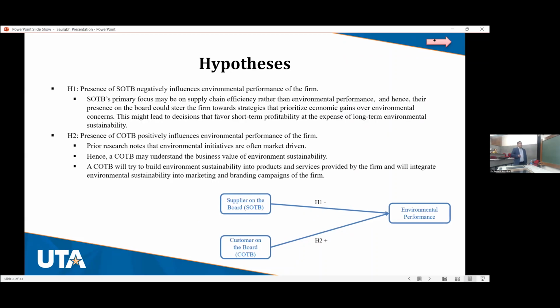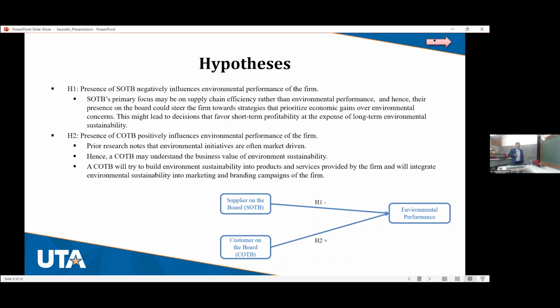Right, so let's see whether supplier on the board and customer on the board have an effect on firms' environmental performance. And we hypothesize that a supplier on the board has a more operational focus, is focused on short-term profitability, like we've seen. And so they are going to prioritize supply chain efficiency over long-term environmental performance. And so having a supplier on the board may lead to a negative effect on environmental performance.